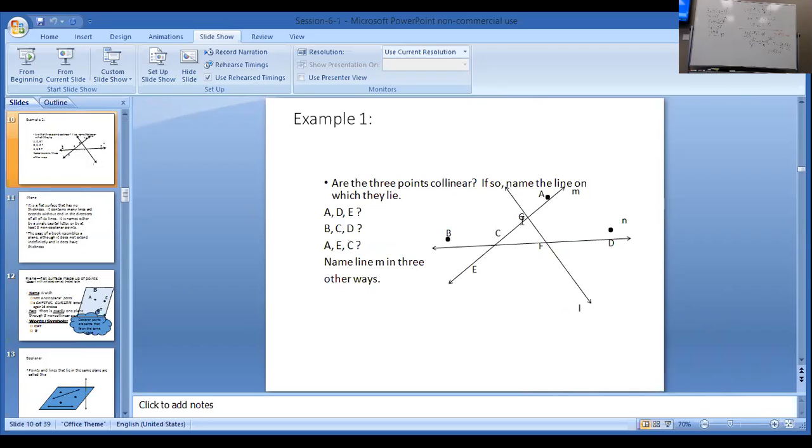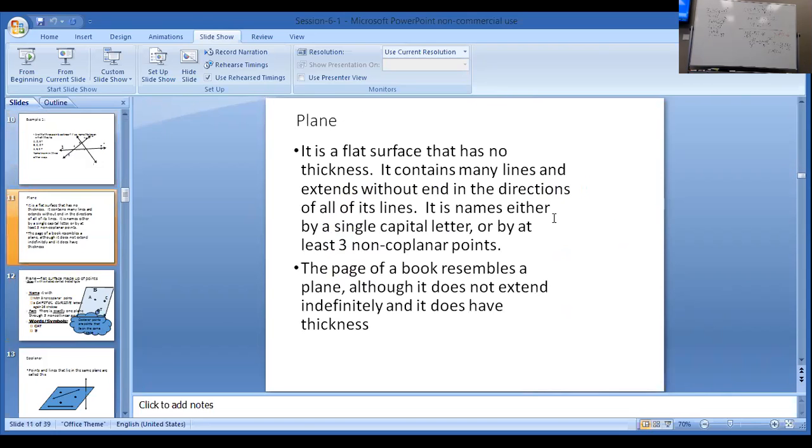Point A, point E, and point C. Yes, they are on line M. Line M can be called by EA or AGCE or ECGA. It doesn't matter.